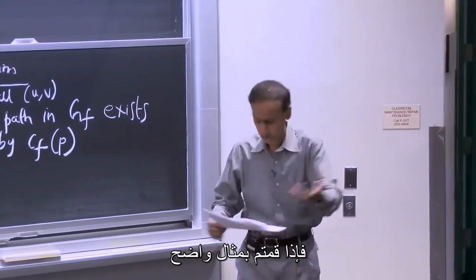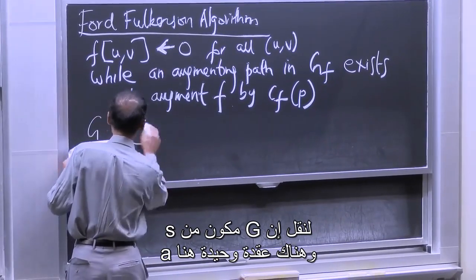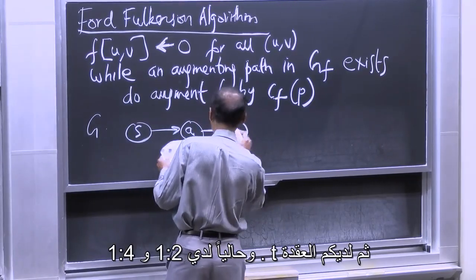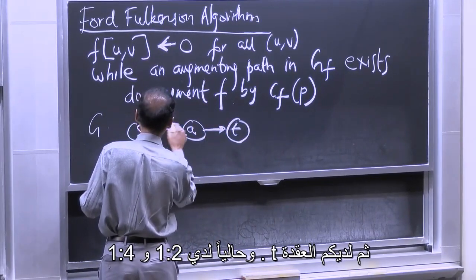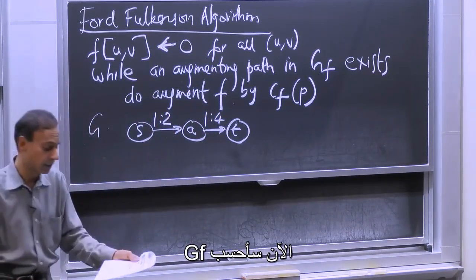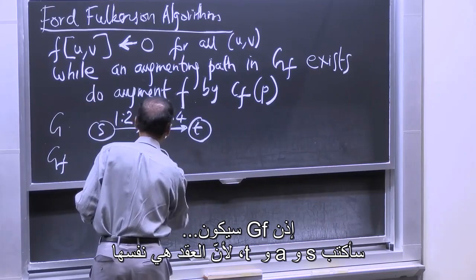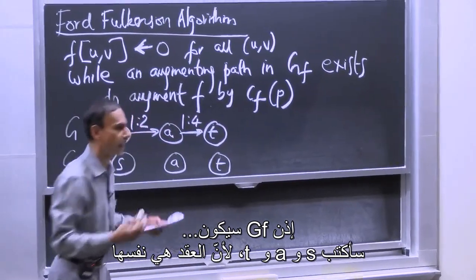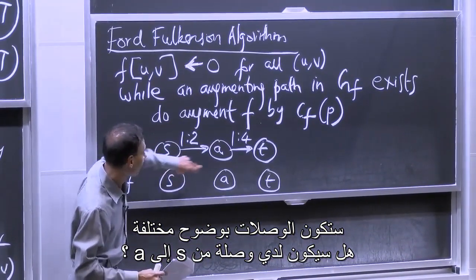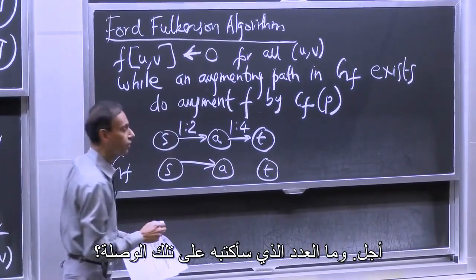And so if you take a really straightforward example, let's say we have G is S, and there's one vertex here, A, and then you have T, and right now I have 1:2 and 1:4. I'm now going to compute G of f. So G of f is going to be, I'm just going to write down S, A, and T, because the vertices are all the same. The edges are obviously different. Am I going to have an edge from S to A? Yes. And what number should I put on that edge?